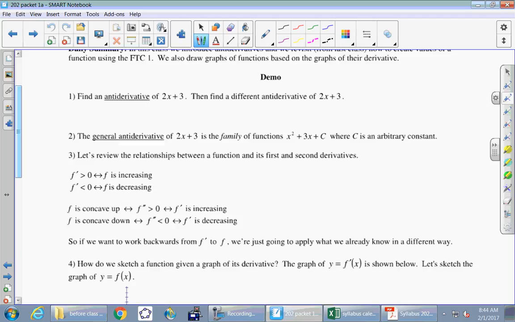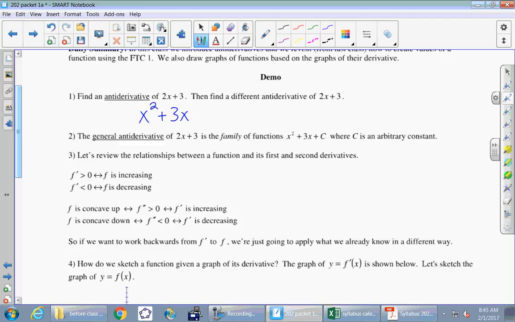2x, what function did it come from? X squared, right? Because the derivative of x squared is 2x. And then I'm going to put a plus because derivatives act very nicely on additions and subtractions too. Where did 3 come from? 3x. And so that right there is an antiderivative of 2x plus 3, because if you take a derivative of that thing in blue, you get 2x plus 3.